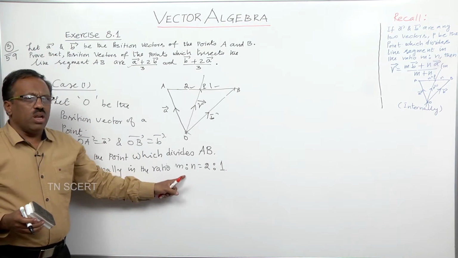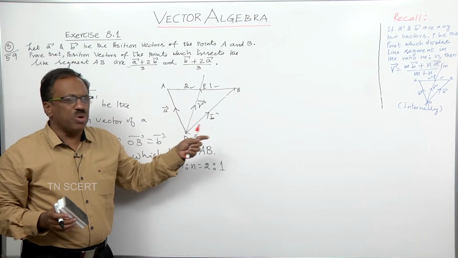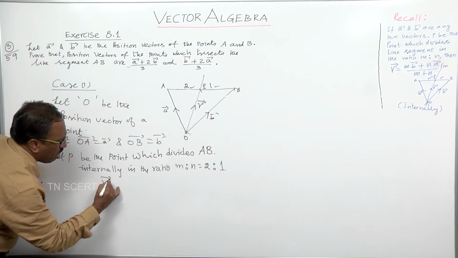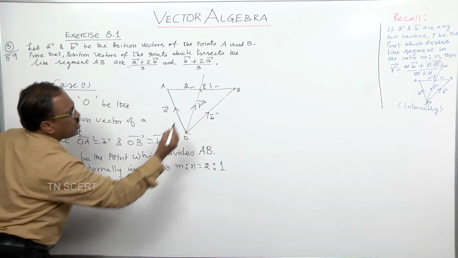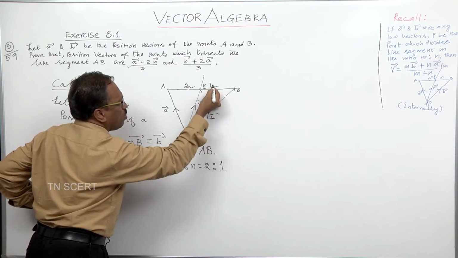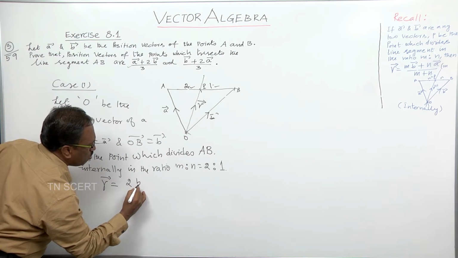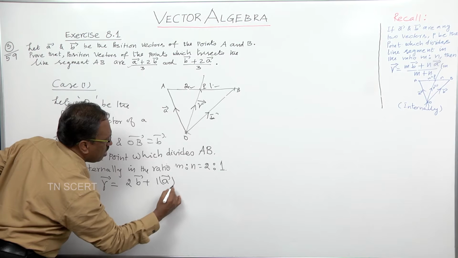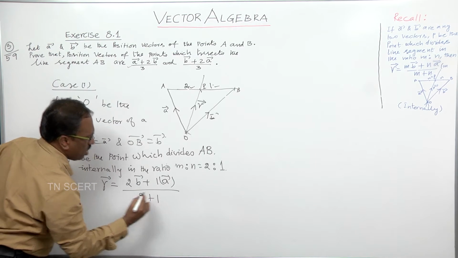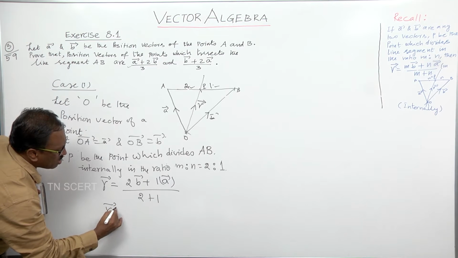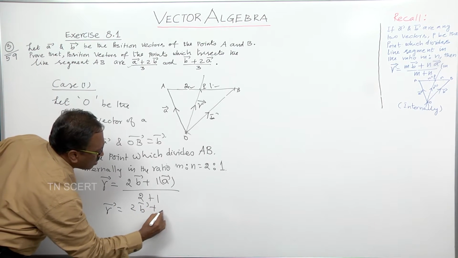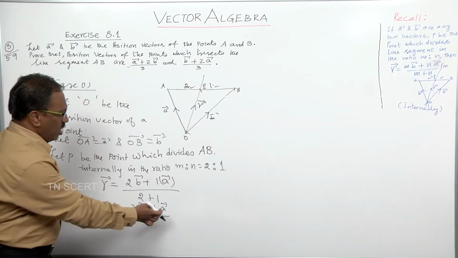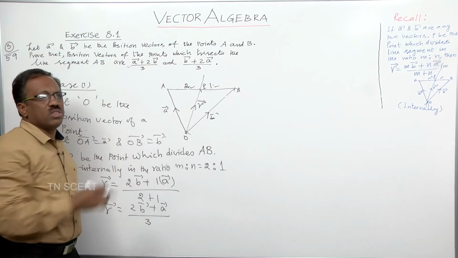As you know very well, the formula for the line segment internally is m b plus n a. I am going to take the same thing. R vector is equal to, as I told you, 2 into b vector plus 1 into a vector by 2 plus 1, which means R vector is equal to (2b vector plus a vector) by 3. That is the first result I have proved here, (a vector plus 2b vector) by 3.